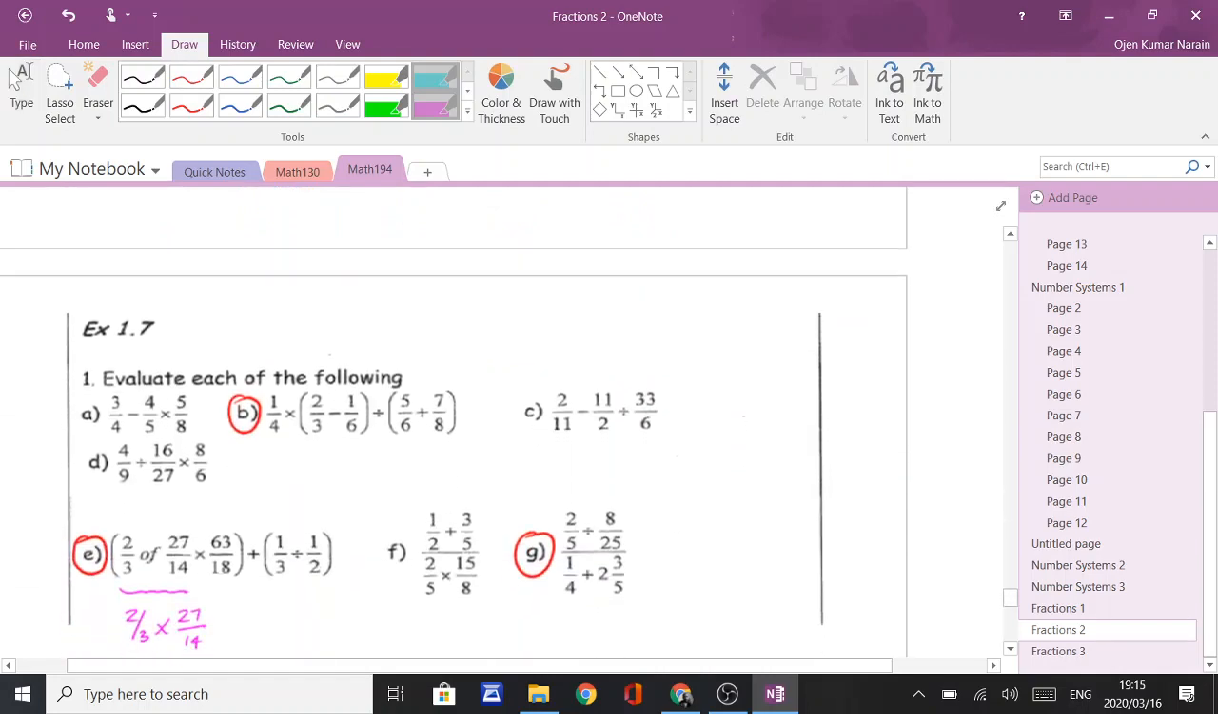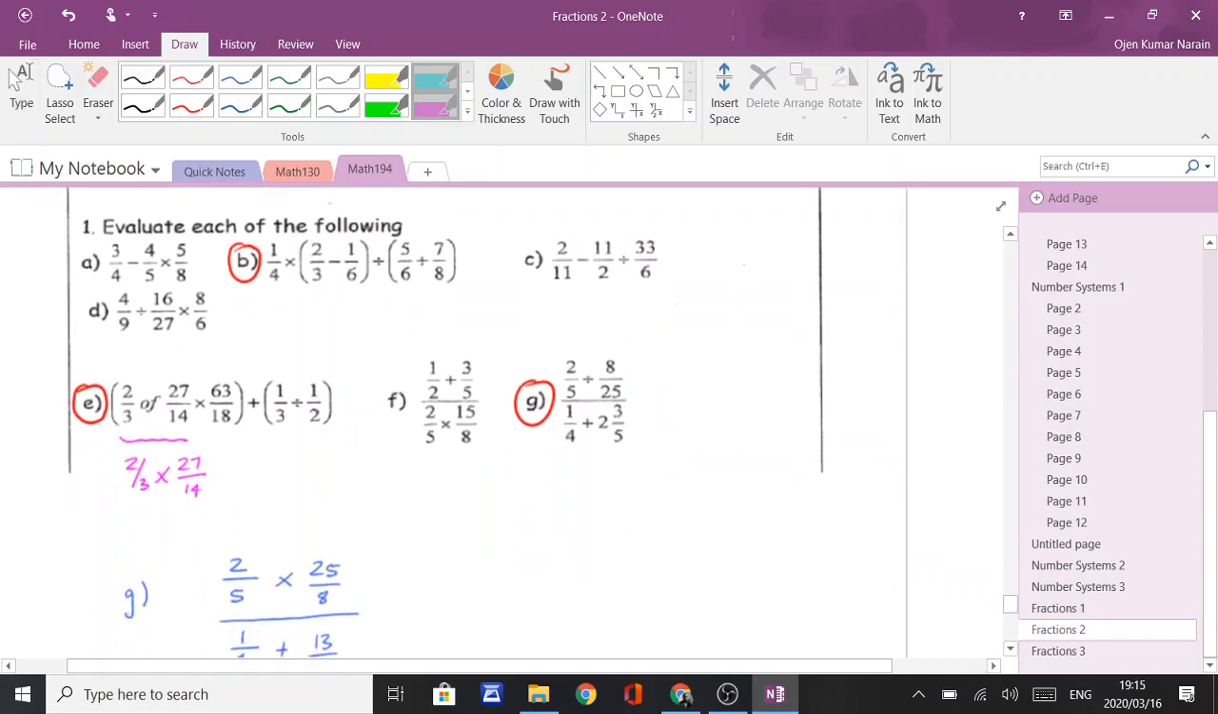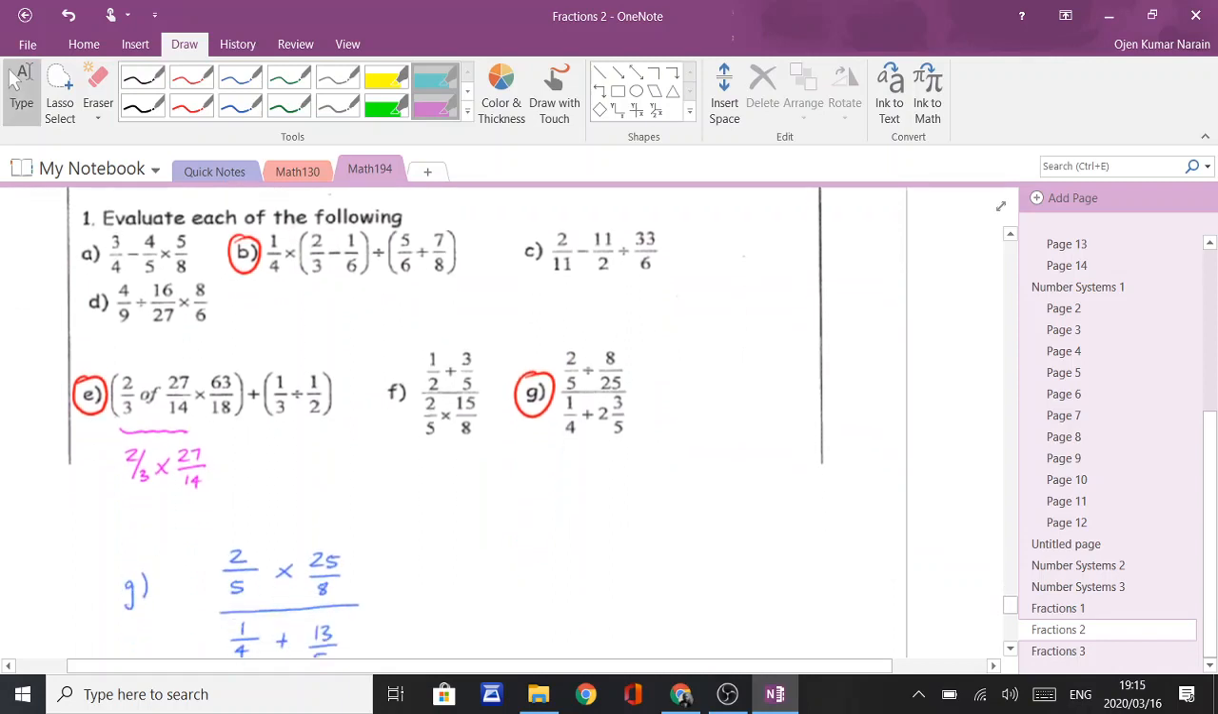So here we have some more problems. We're more particularly interested in E and G. E has "of", and in mathematics "of" means multiply. So where you have "of", you'll have multiplication, so it's 2/3 times 27 over 14, and the remainder part of E you can complete.